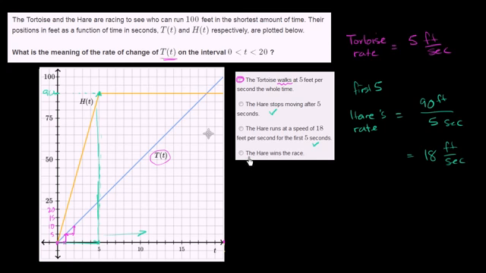Now, the fourth choice is that the hare wins the race. Winning the race, they have to get to 100 feet in the shortest amount of time. This is 100 feet right over here. So it looks like only the tortoise even gets to that point. After 20 seconds, the tortoise gets to the 100-foot mark. The hare is still hanging around taking a nap or something at 90 feet. So this is actually outright false. The tortoise wins the race. So we will definitely go with our first choice.